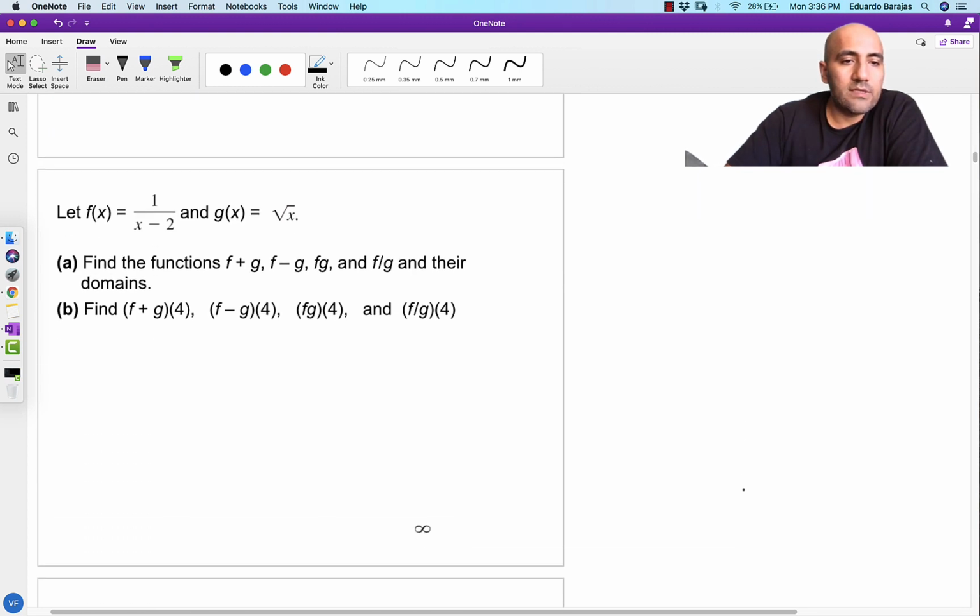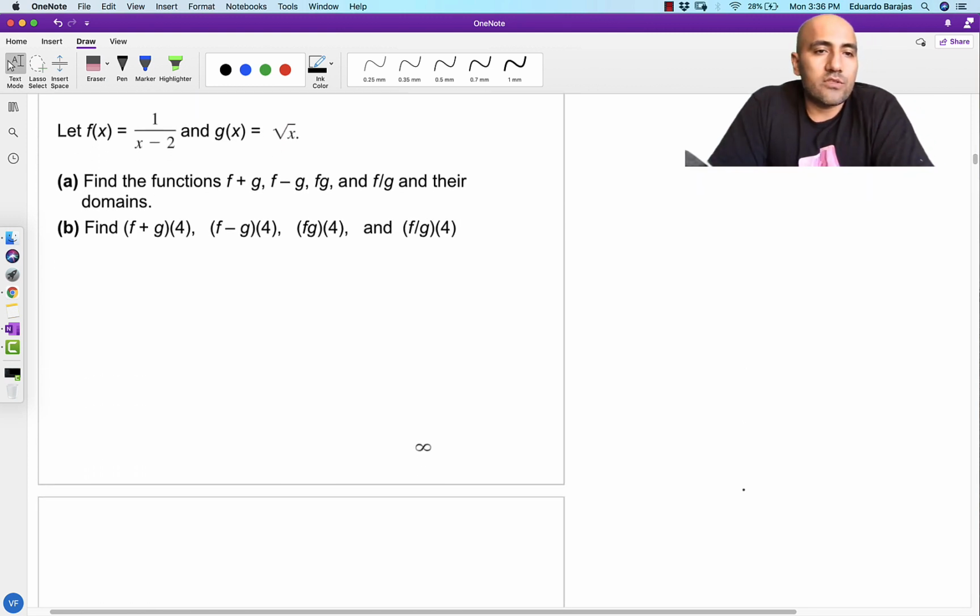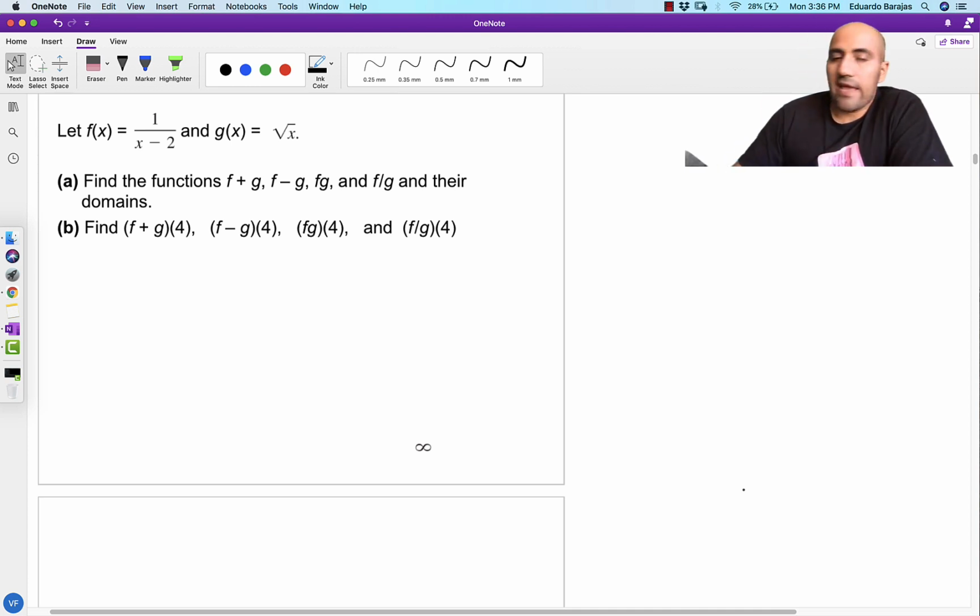So, for example, let's take a look at this one. Let f of x equal 1 over x minus 2, and let g of x equal the square root of x. Find the functions f plus g, f minus g, f times g, f divided by g, and their domains. Super easy. It's so easy, it's kind of weird, perhaps. Okay, so let's define them all.